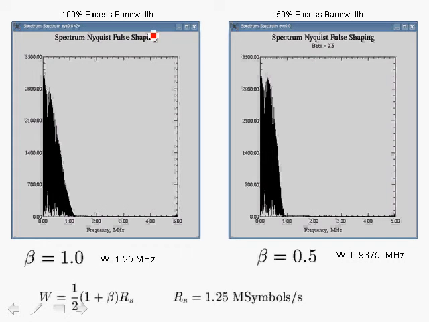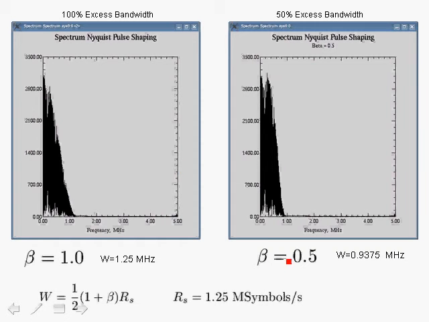Here are the results of the actual simulation of a baseband digital communication system with Nyquist pulse shaping. Here we show the case where we have 100% excess bandwidth, and we have random ones and zeros that are mapped to impulses of plus and minus 1 that are then input to the pulse shaping filter and transmitted through the channel. In the case of beta equals 1, the required bandwidth is 1.25 megahertz, as shown over here, where we have the frequency in megahertz. So at this point we have 1 megahertz, and over here we have 1.25. That's the bandwidth required for the case where we use 100% excess bandwidth.